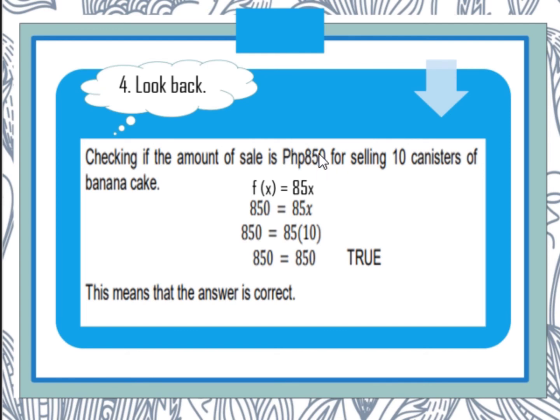So, yung 850 ay isa-substitute natin sa f of x. And that will be equal to 85x. Ang value ng x natin ay 10. So, 85 times 10 will be equal to 850. And 850 is equal to 850. Therefore, the answer is correct.